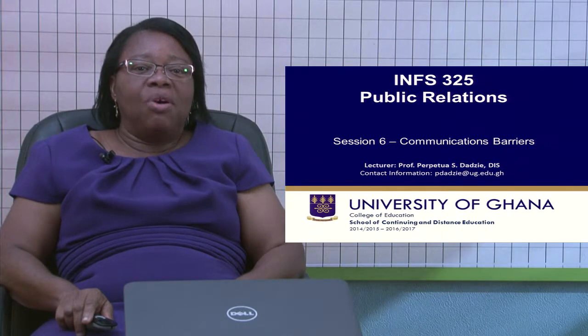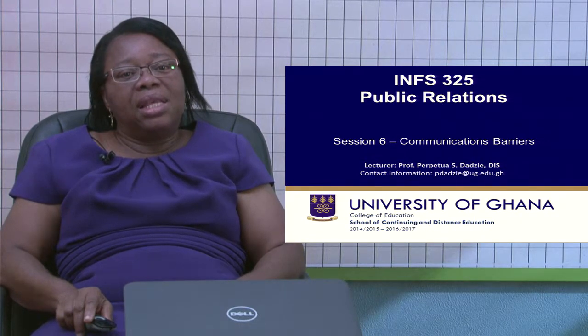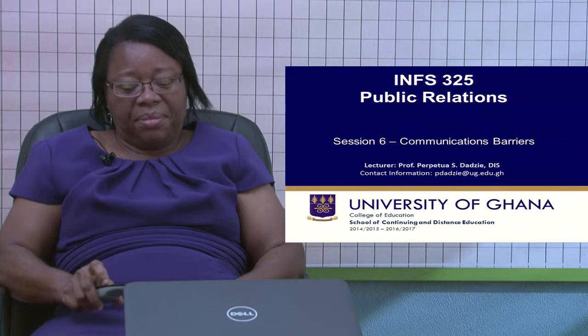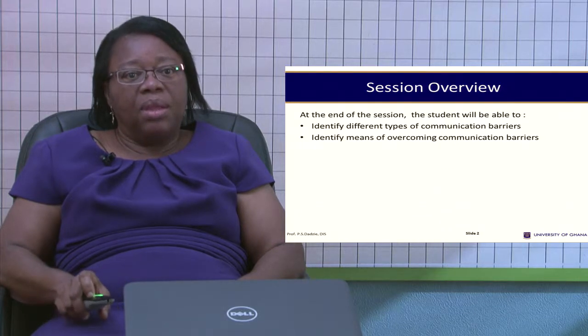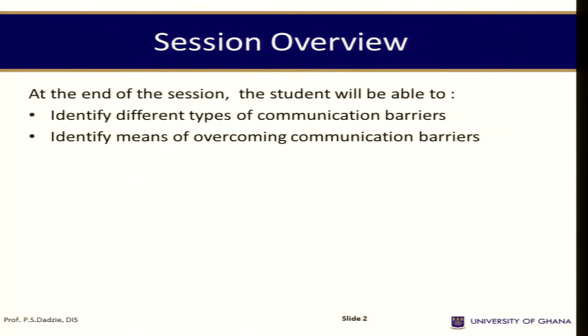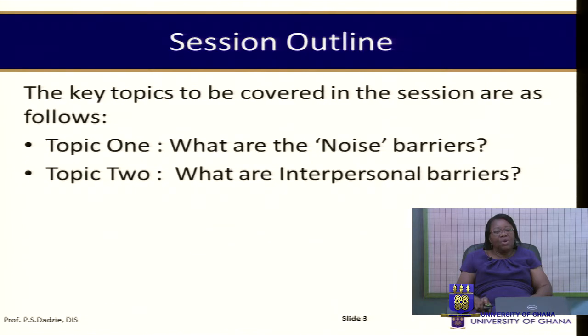We continue with the communication discussion we started in earlier sessions, and in this session we will look at the barriers to communication. We'll look at the different types of communication barriers, and then we'll also look at ways to overcome them. There are several communication barriers, but we will look at two main ones, especially in the library, archives, and museums environment. So we'll look at noise barrier.